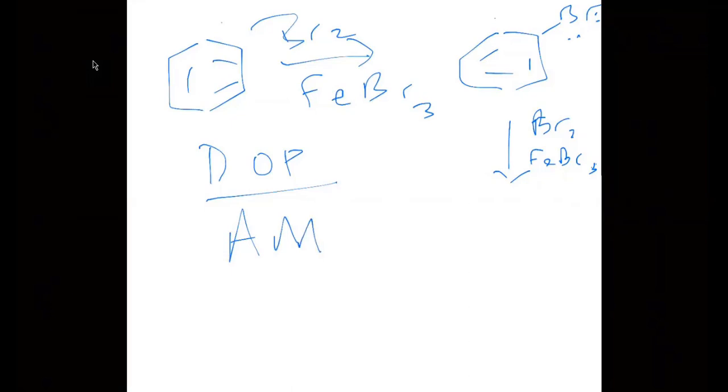Man, that's a good mnemonic. I need to use that. Dope in the morning. I can use that. Let me use that. Y'all catch that later.